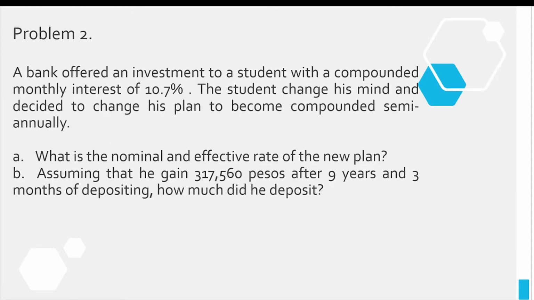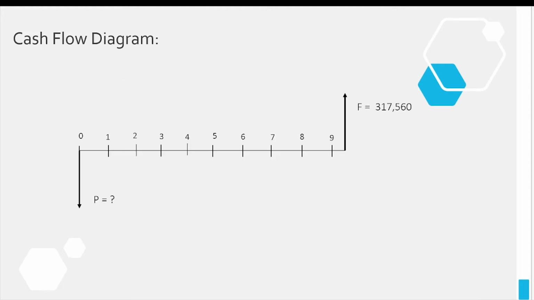For the number 2 problem, a bank offered an investment to a student with compounded monthly interest of 10.7%. The student changed his mind and decided to change his plan to become compounded semi-annually. So, what is the nominal and effective rate of the new plan? Assuming that he gained 317,560 pesos after 9 years and 3 months of depositing, how much did he deposit? Again, let's begin by drawing a cash flow diagram. The arrow pointed downward shows the unknown money which is deposited, and the money gained is pointed upwards.